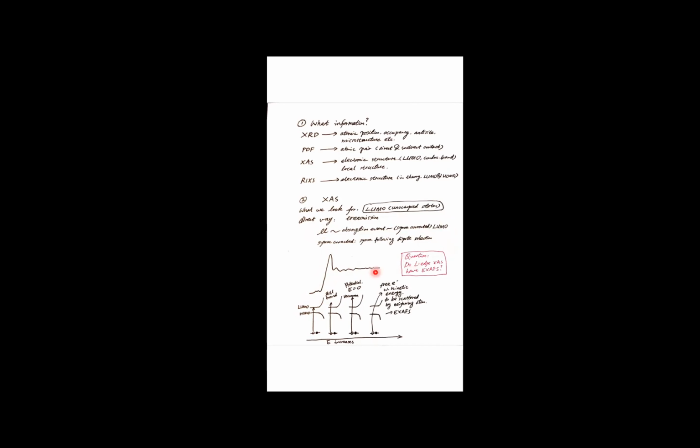Let's go to the question later. Let's look at the following diagram. So once we hit the absorption edge, then we'll knock out a core electron and promote the core electron to a lowest unoccupied molecular orbital, right? This is what happens during the pre-edge part. So we're promoting the core electron to the LUMO.